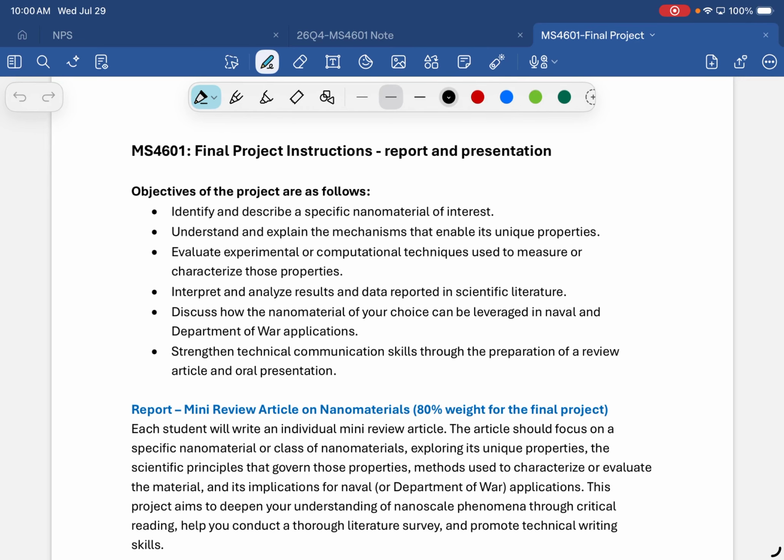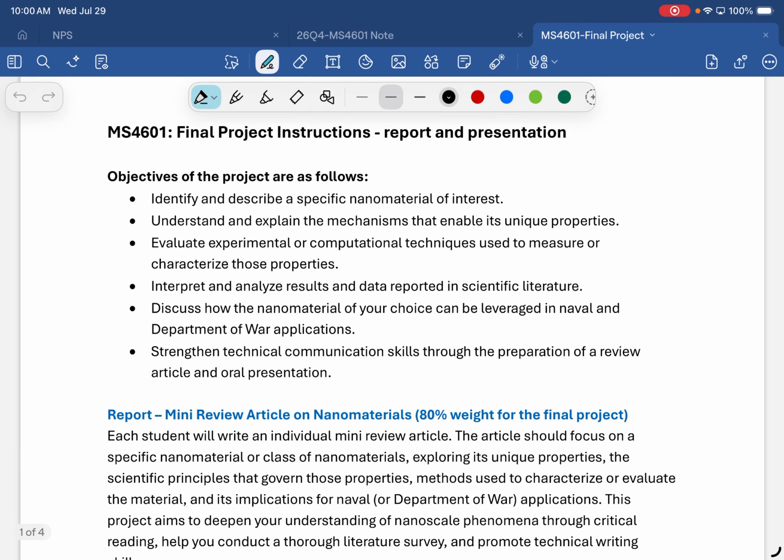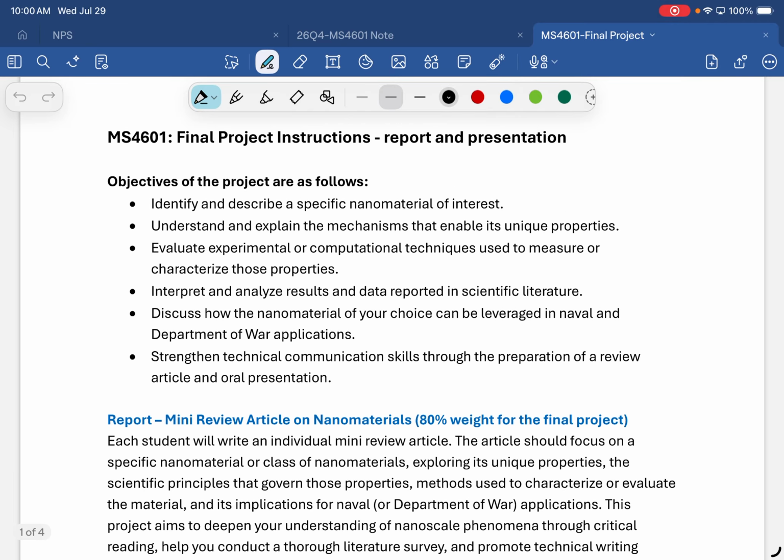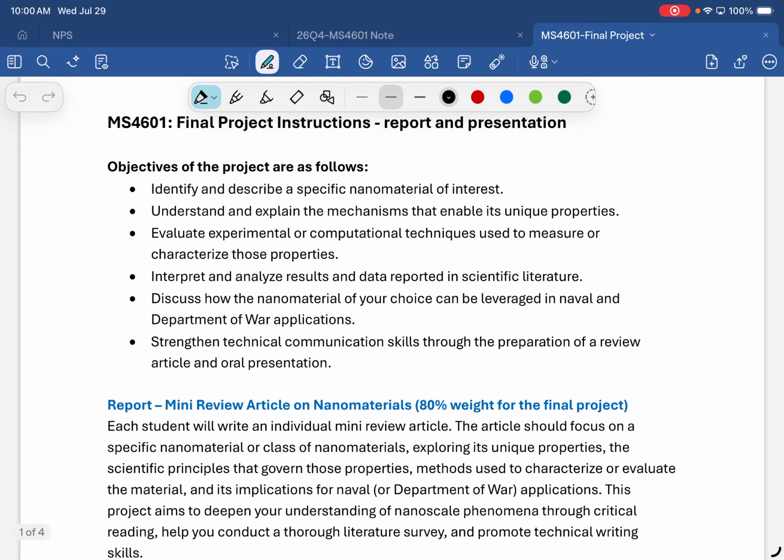Today I'm going to briefly talk about the final project. It consists of a report as well as a presentation. For the final, we don't have any exam. We are just going to focus on the project. Here are the objectives of the project. You can take a look at this one. These are also included as part of the rubric for evaluation.